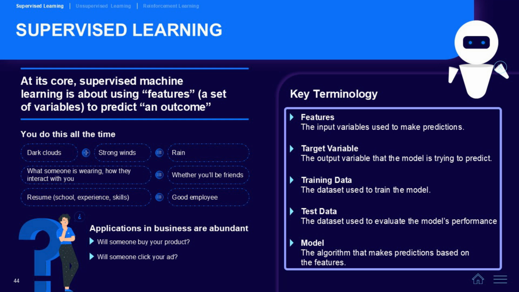To better understand supervised learning, it is important to familiarize ourselves with some key terms. Features are the input variables, while the target variable is what we aim to predict. Training data is used to build the model, and test data is used to evaluate its performance. The model itself is the algorithm that makes predictions based on the features.